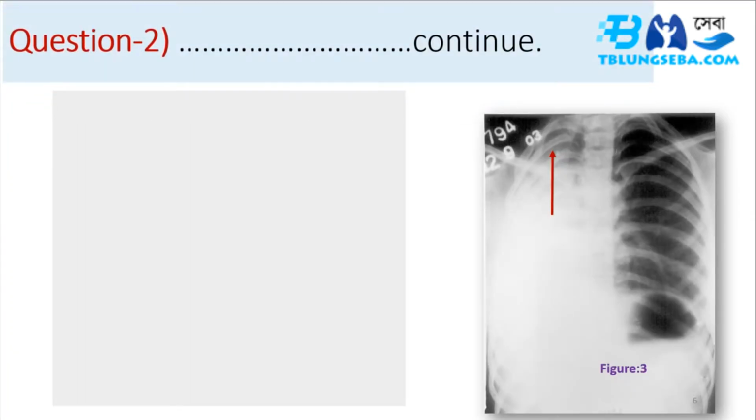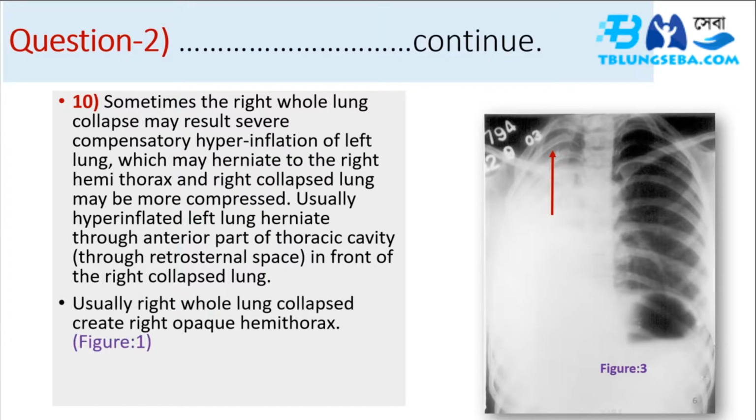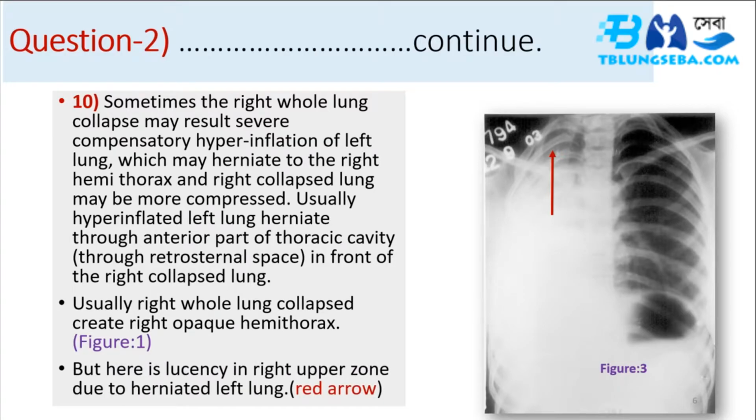Question 2, continued. 10. Sometimes right whole lung collapse may result in severe compensatory hyperinflation of the left lung, which may herniate to the right hemithorax, and the right collapsed lung may be more compressed. Usually the hyperinflated left lung herniates through the anterior part of the thoracic cavity, through the retrosternal space, in front of the right collapsed lung. Usually right whole lung collapse creates a right opaque hemithorax, Figure 1. But here there is lucency in the right upper zone due to the herniated left lung.